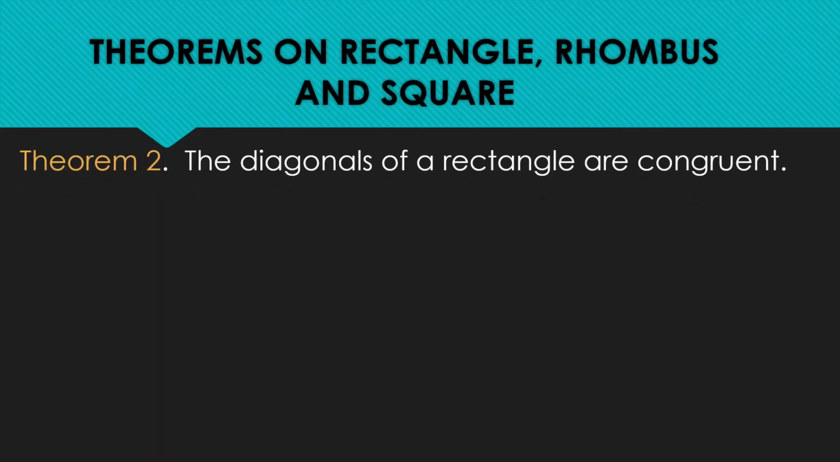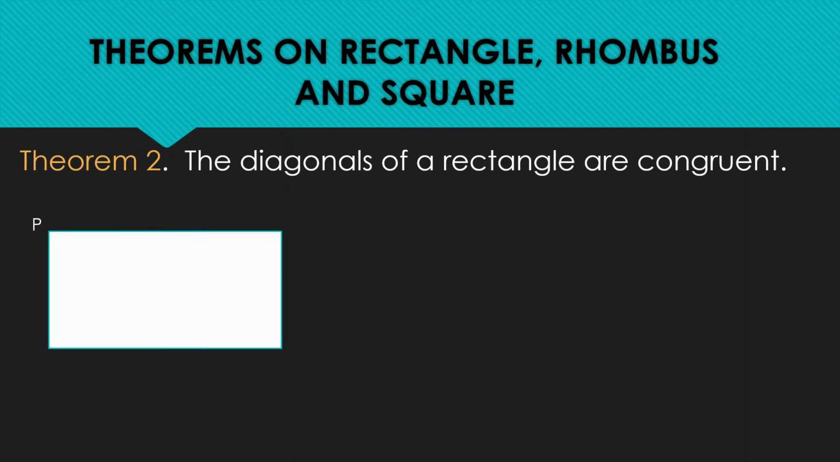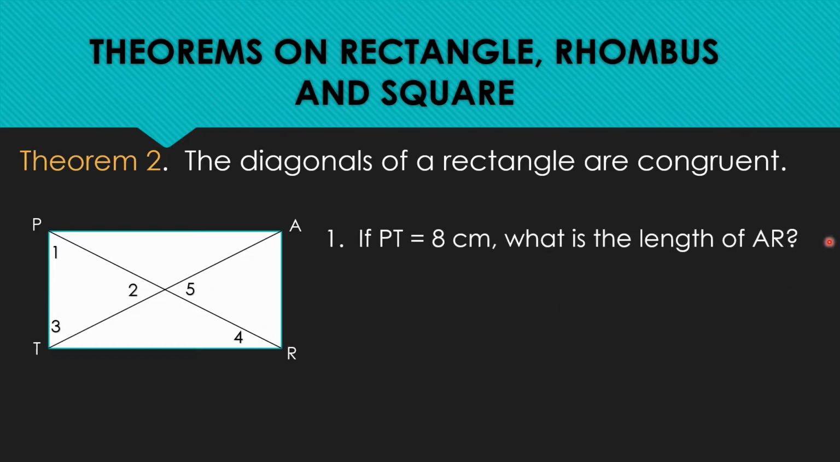Okay, theorem 2 says that the diagonals of a rectangle are congruent. In this rectangle PART, same figure, segment PR and segment TA are the diagonals. We have angle 1, angle 2, angle 3, angle 4, and angle 5.